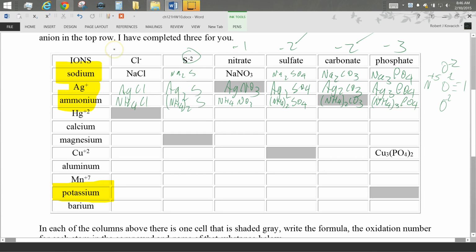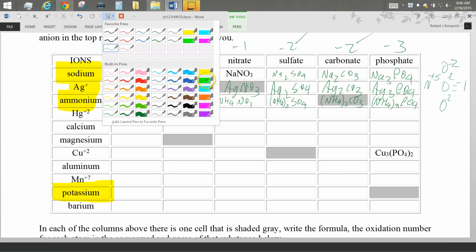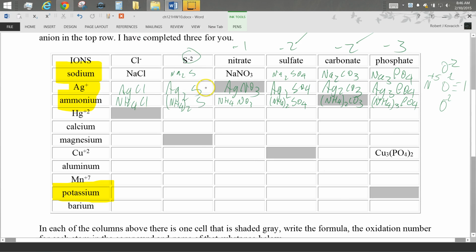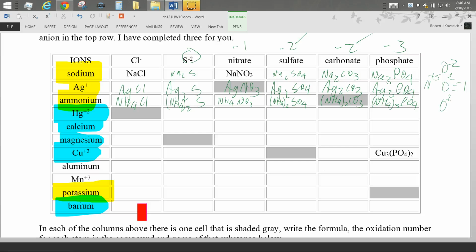So why did I highlight those in the column on the left? They all have a +1. All of them are going to have the exact same ratios as I run down. I'm just changing the letters, but the numbers are going to be staying the same. And why are those all blue? Those guys are all going to be +2. And then I've got the aluminum and the manganese who are 3 and 7.